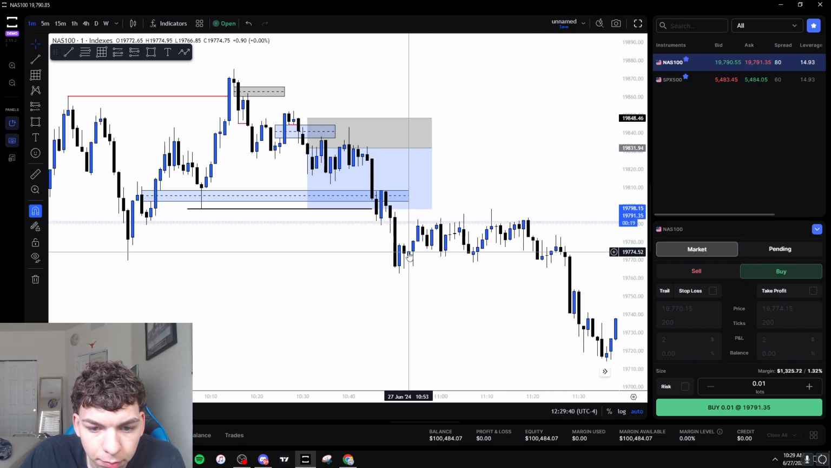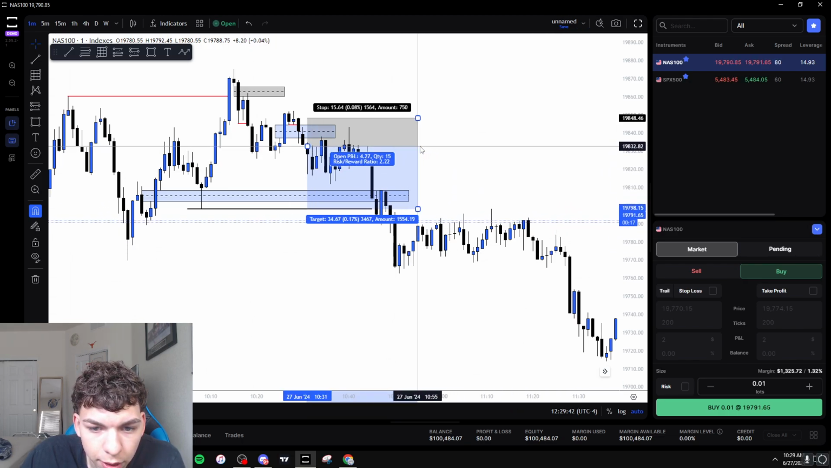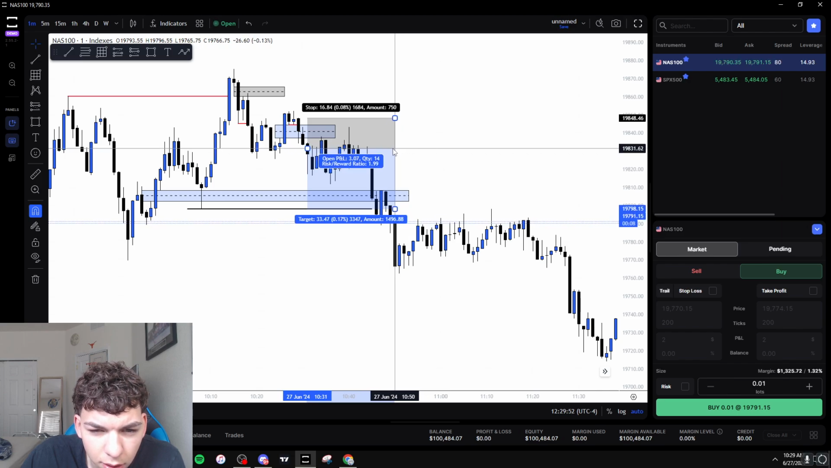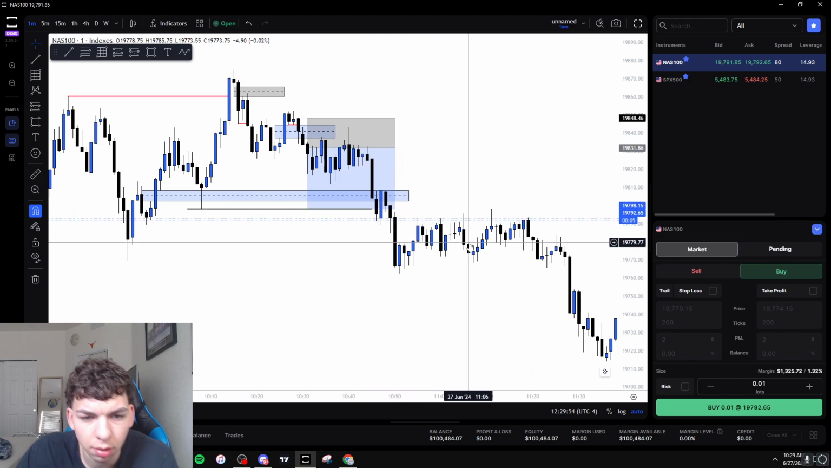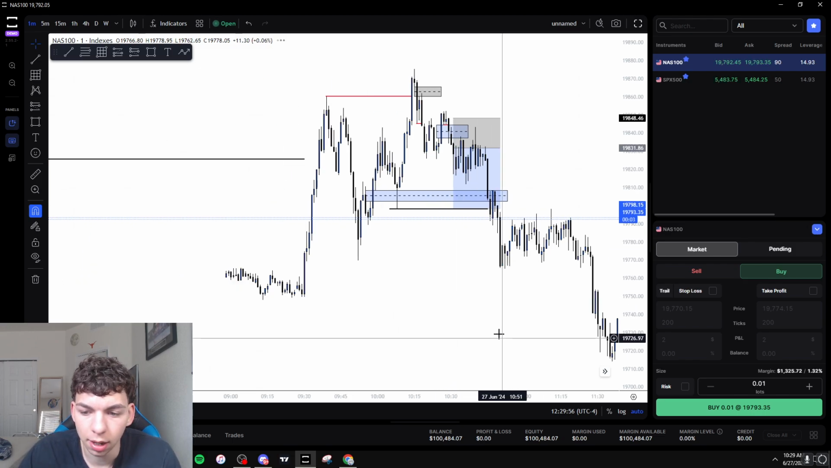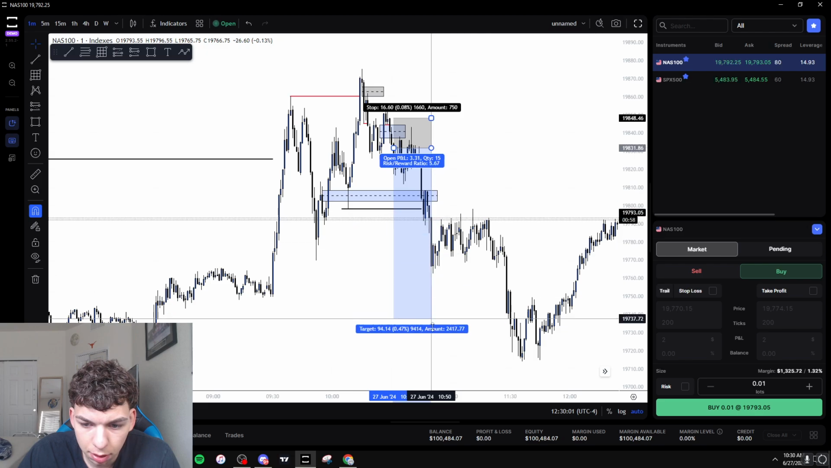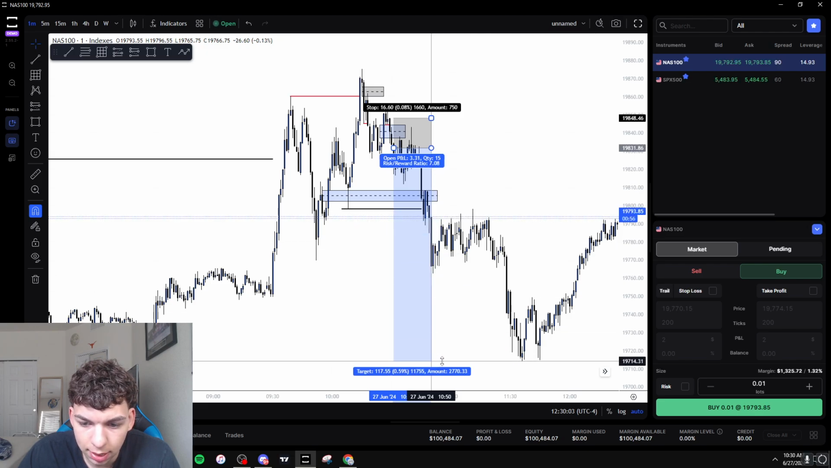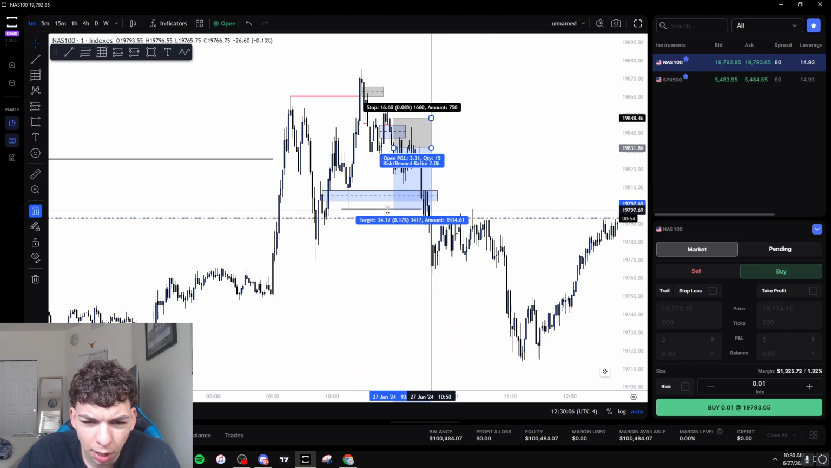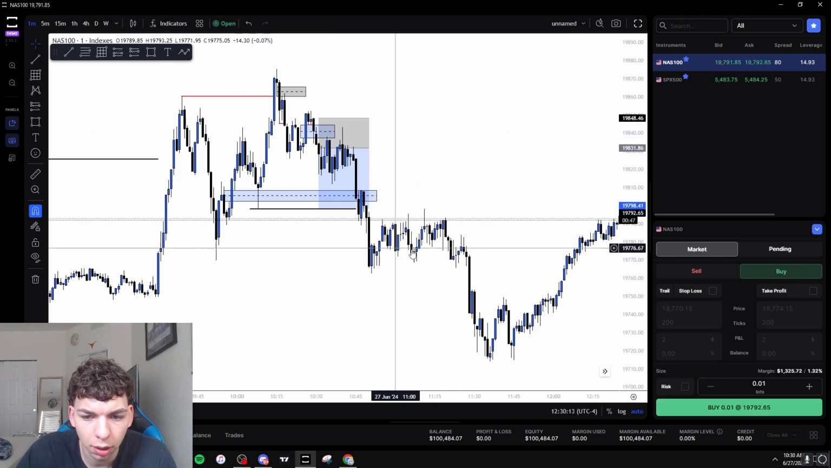But yeah, we had a 1-to-2 risk reward ratio. Super solid trade. Let me just scoot this over. What did I enter? Like right there. Okay. Yeah, that was a super solid trade. It went even lower, and let's see what the max TP would have been. 1-to-7. Holy.